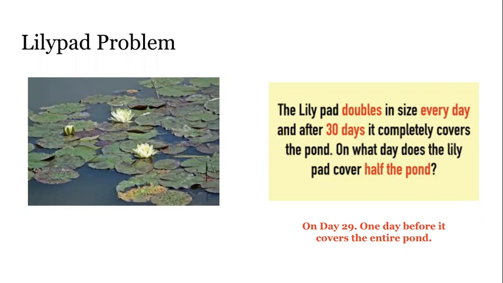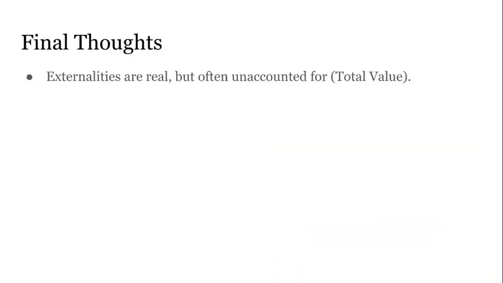And that's what we're talking about here with the Lilypad: we have to look at the cost from a marginal perspective. Externalities are really about analyzing those costs and benefits on a marginal basis, not an average. So, in terms of final thoughts to get a sense of externalities: externalities are real, particularly when we talk about the environment, but often unaccounted for. We don't do a total value analysis of externalities.